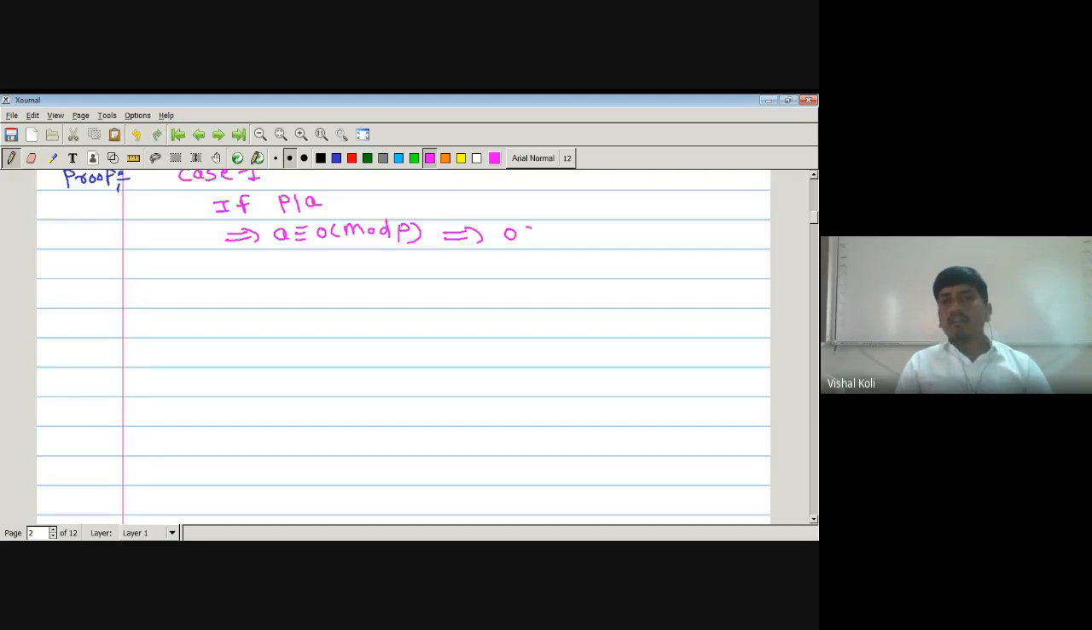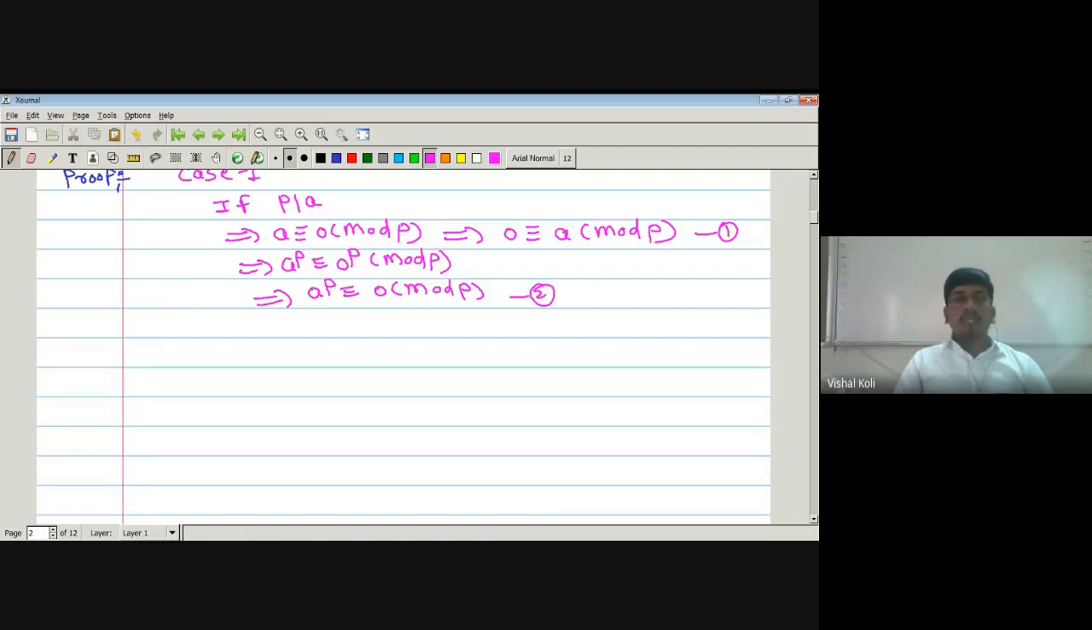As a is congruent to b modulo n, then b is congruent to a modulo n, which implies 0 is congruent to a modulo p. Now as a is congruent to 0 modulo p, then a to the power p is congruent to 0 to the power p modulo p, that is, a to the power p is congruent to 0 modulo p. Now take this one as equation 1 and this one as equation 2.